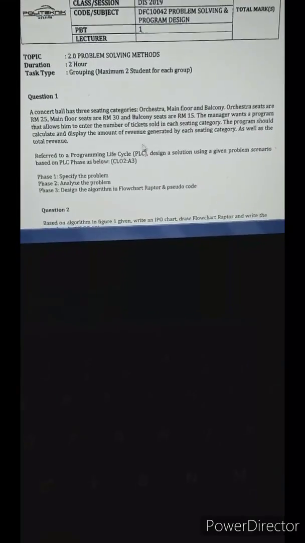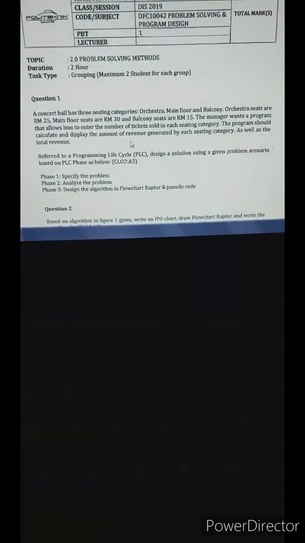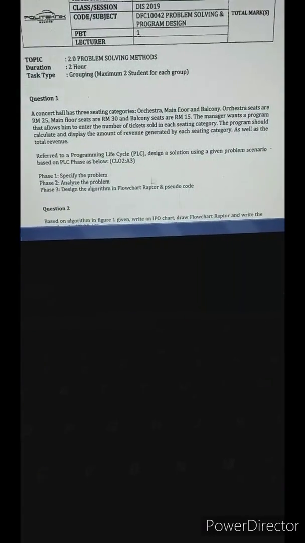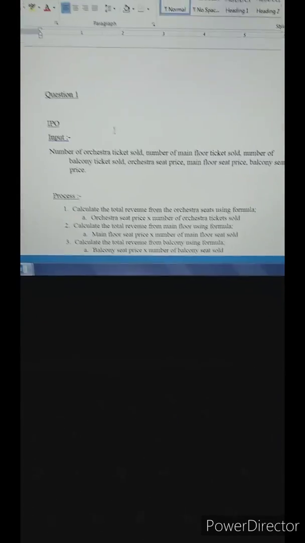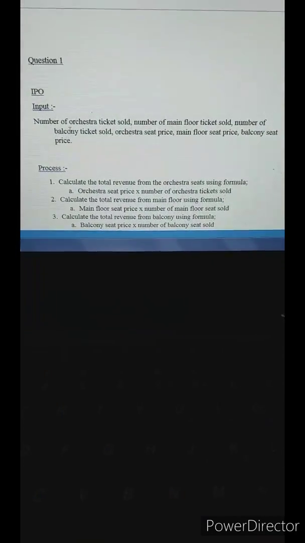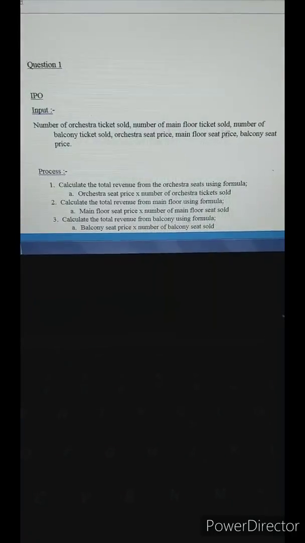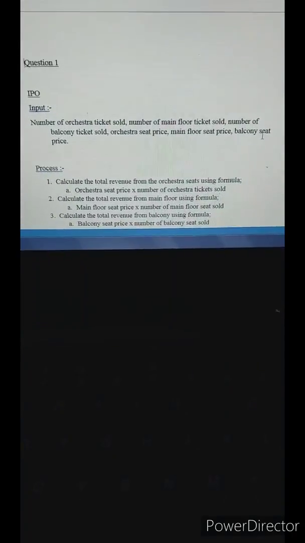The program should calculate and display the amount of revenue generated by each seating category as well as the total revenue. So here is the answer. First, IPO. The input will be the number of orchestra tickets sold, number of main floor tickets sold, number of balcony tickets sold, orchestra seat price, main floor seat price, balcony seat price.